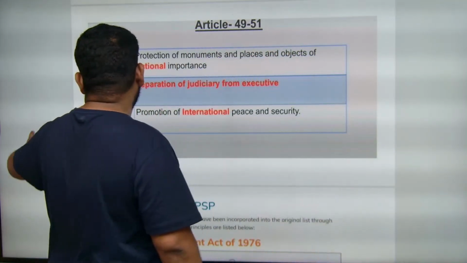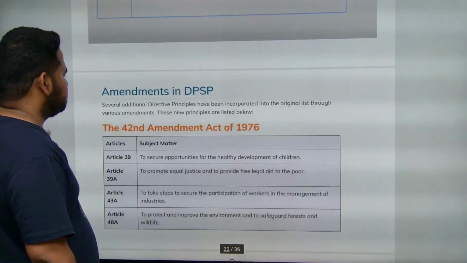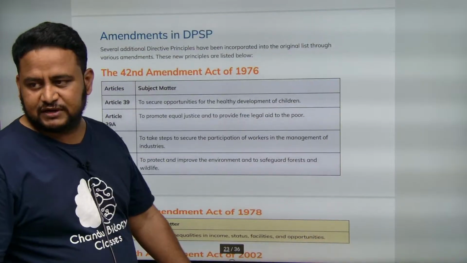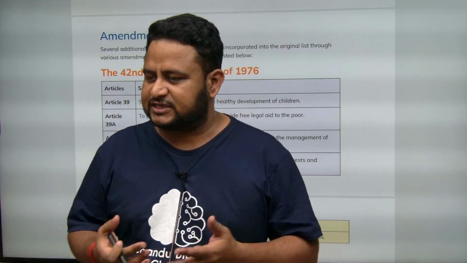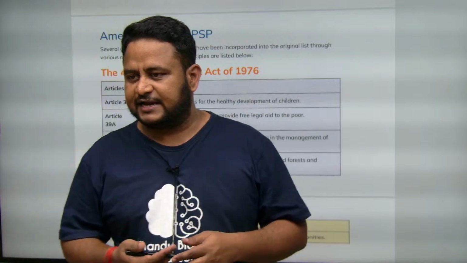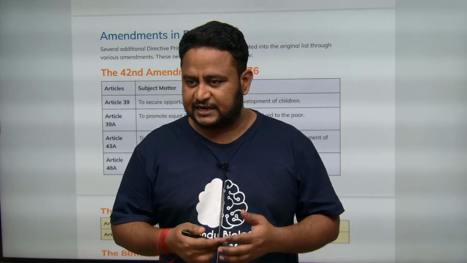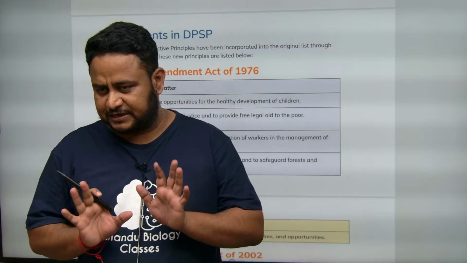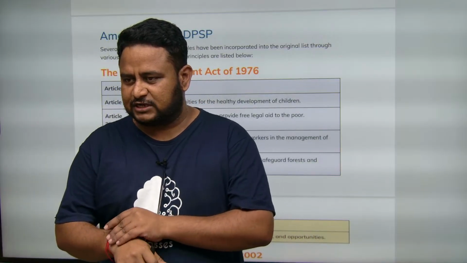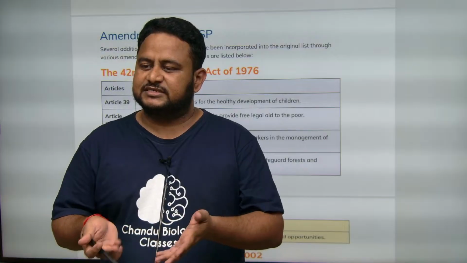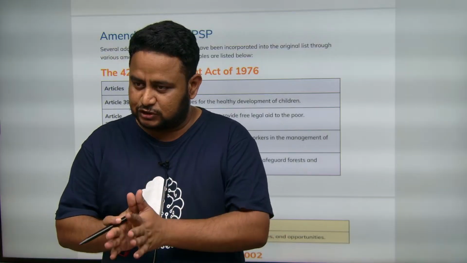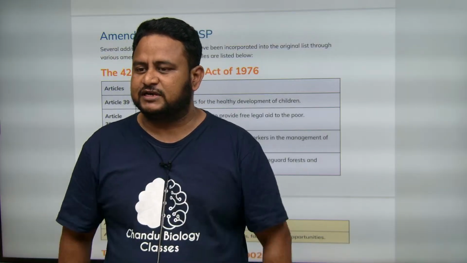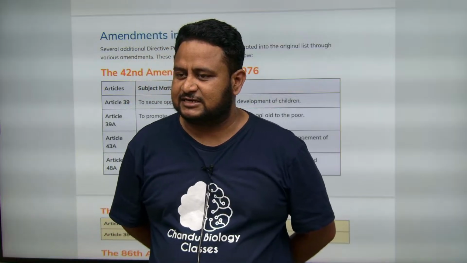Now we are done with the articles. So 36 to 51 we are done. Today we started with what? 44 to 48A, and also 49, 50 and 51. 49 is monuments, objects and places of national importance. 50 is talking about what? Separation of judiciary from executive. 51 is promotion of international peace and security.